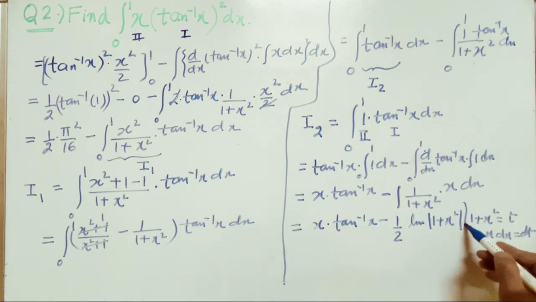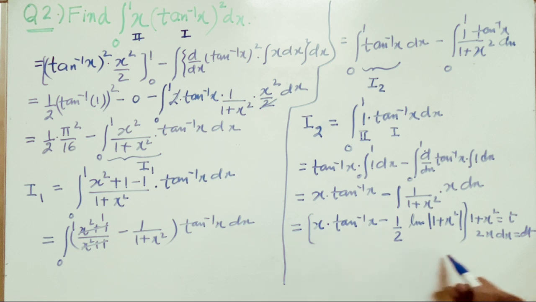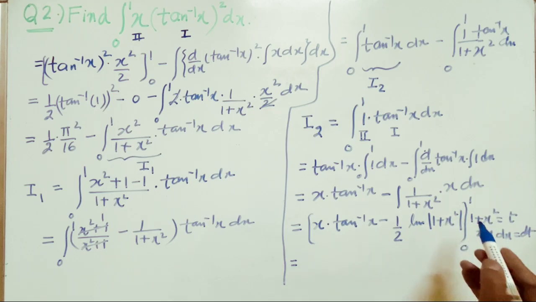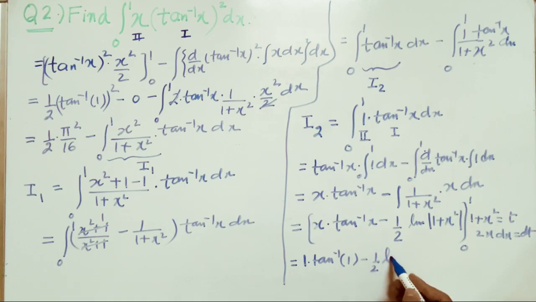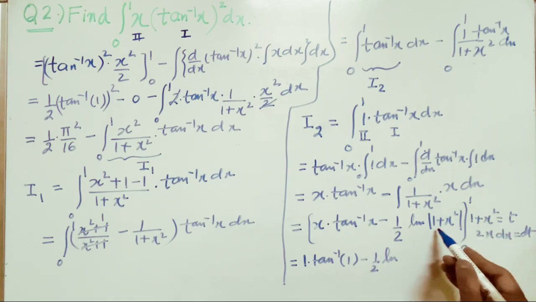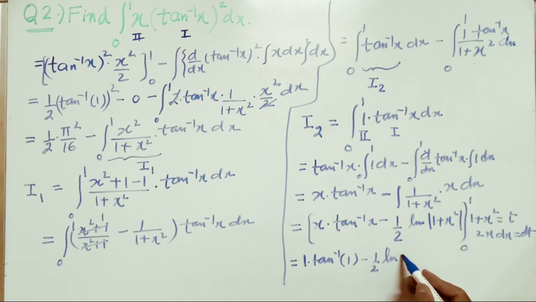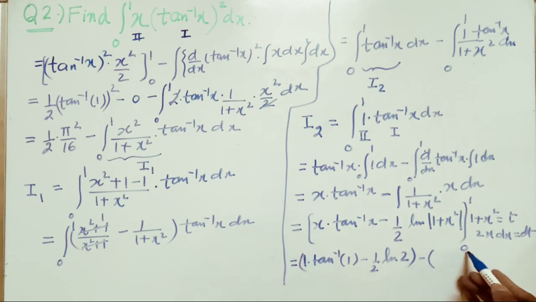And the limit is from 0 to 1 across. So this will be the value of I2. So we will put the limits. First we'll put 1. So this will become 1 into tan inverse 1 minus half ln. In place of x we'll put 1. So 1 plus 1 square is 2. So it is ln 2 minus, then we'll put the lower limit, which is 0.